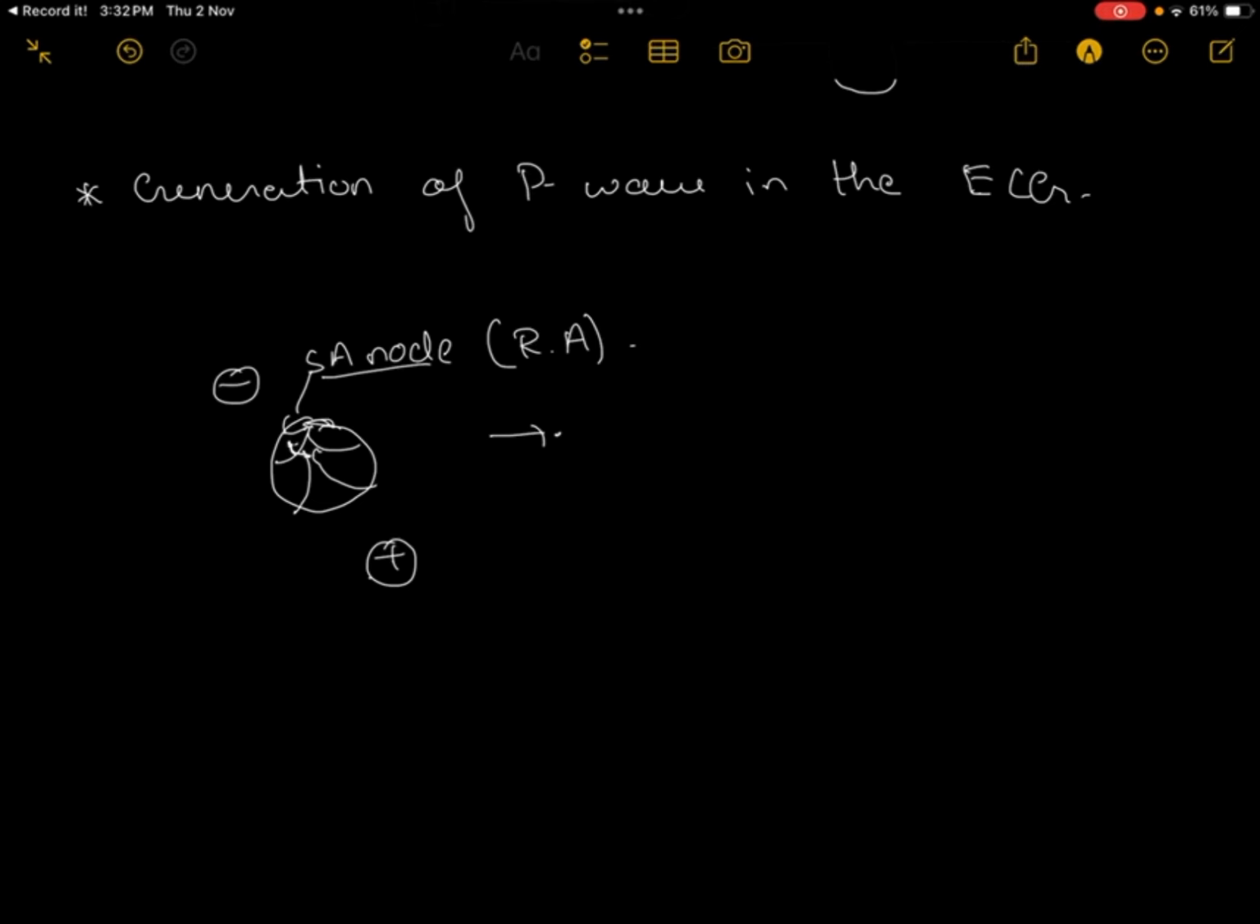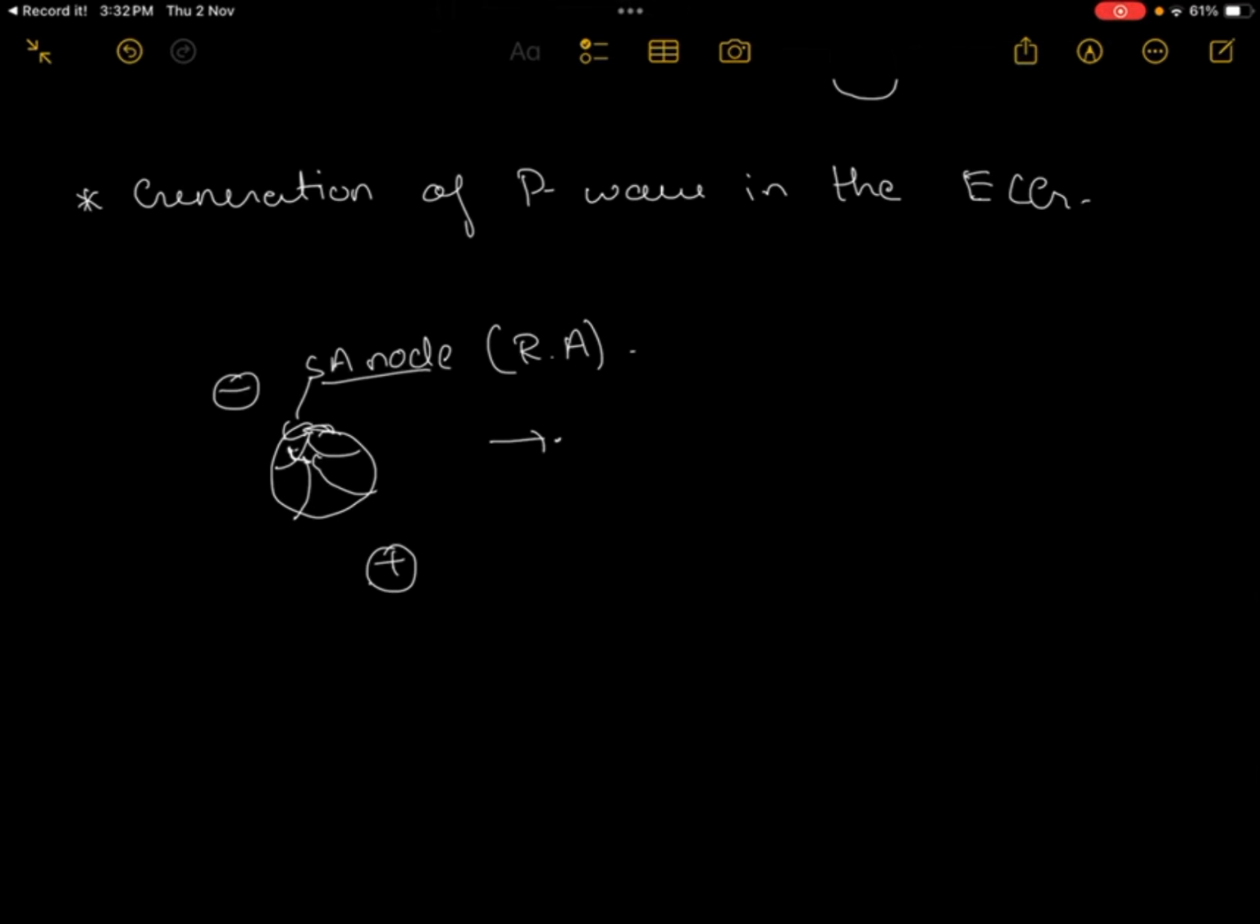So if we see it in the manner of electrodes, the impulses are flowing from negative to positive. As I have said earlier, whenever there is a flow of electric charges from negative to positive, there is always generation of an elevated wave. So the ECG machine will record it like this, the elevated wave. This is the P wave. This is the generation of the P wave.